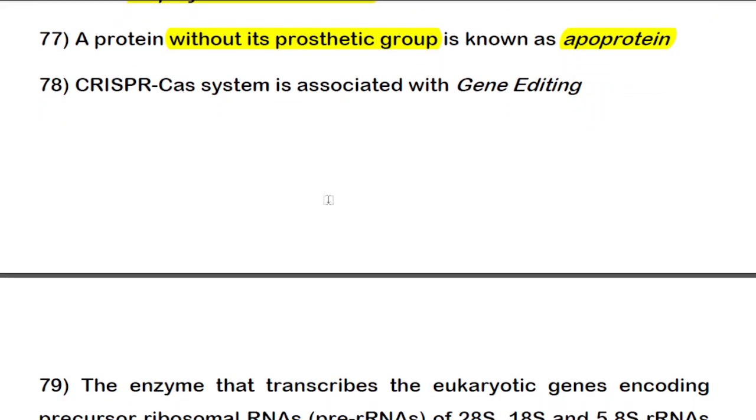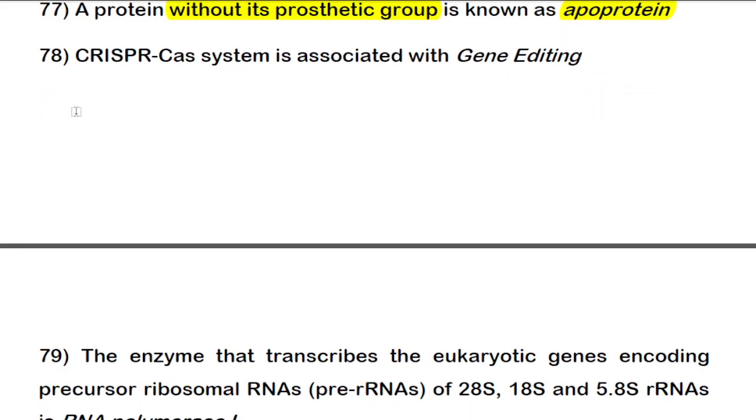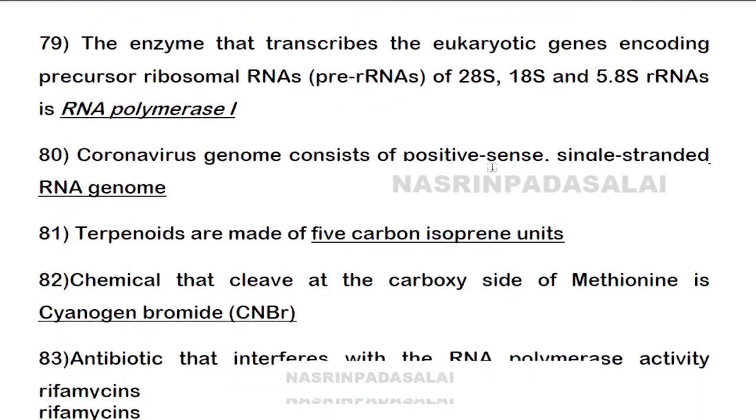78 is regarding CRISPR-Cas. So please do tell me in the comment section what the full form of CRISPR-Cas is, because last time in DBT BITP 2023, one question asked about the full form of IPR, and another question asked about the full form of CRISPR-Cas. CRISPR-Cas is associated with gene editing.